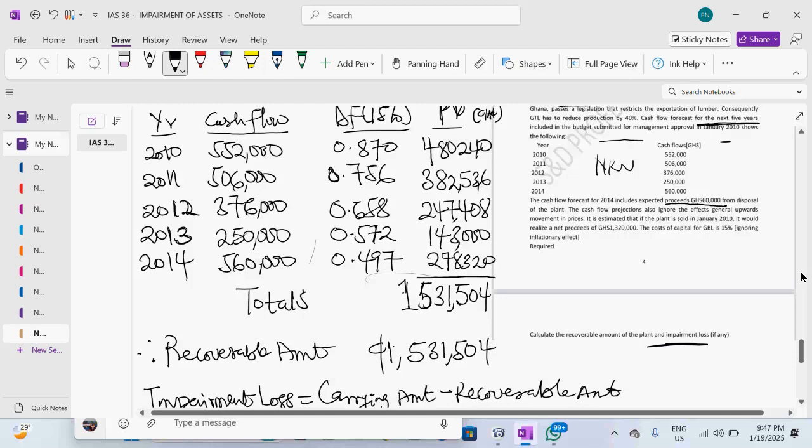So if it was, let's say, the cash flow forecast for 2014 includes an outflow of 60, that one we would subtract from the 500 before putting the discount factor on it. Yes, please.